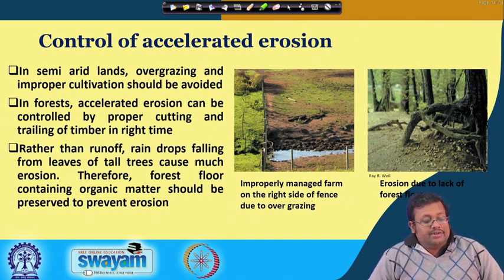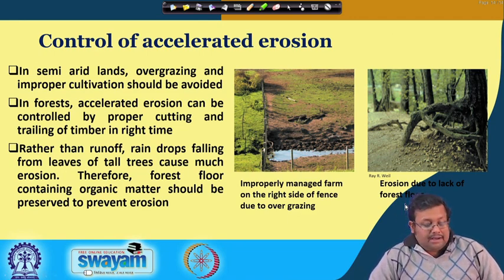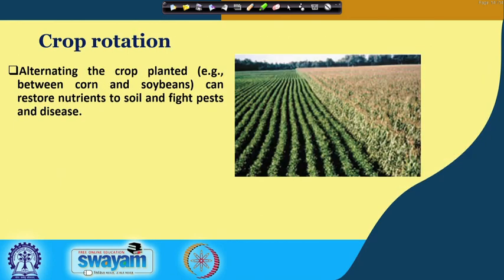And in forest, accelerated erosion can be controlled by proper cutting and trailing of timber at the right time, because runoff of raindrops falling from leaves of trees causes much erosion. So forest floor containing organic matter should be preserved to prevent erosion. You can see erosion due to lack of forest floor, and thus it is very important to cover the forest floor, which should contain more organic matter to prevent soil erosion.